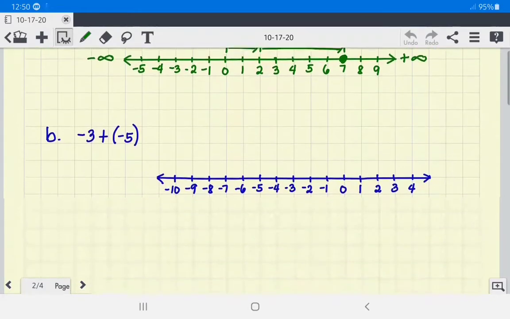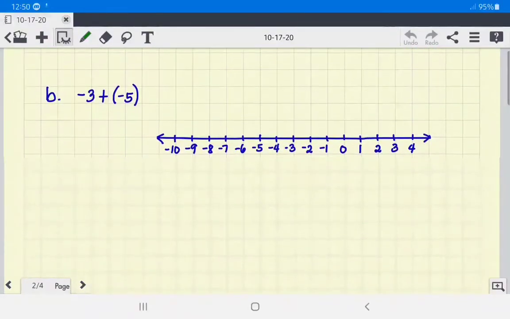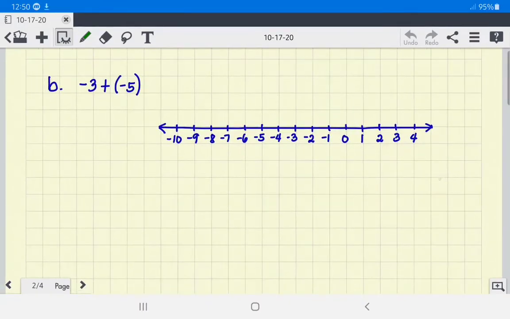Next, another one. Let's say, for example, we have negative 3 and negative 5. We have negative integers. Using the number line, again we're going to start from 0 and move 3 units in a negative direction. Why is it in the negative direction? Because we have negative 3. So from 0 going to the left side.